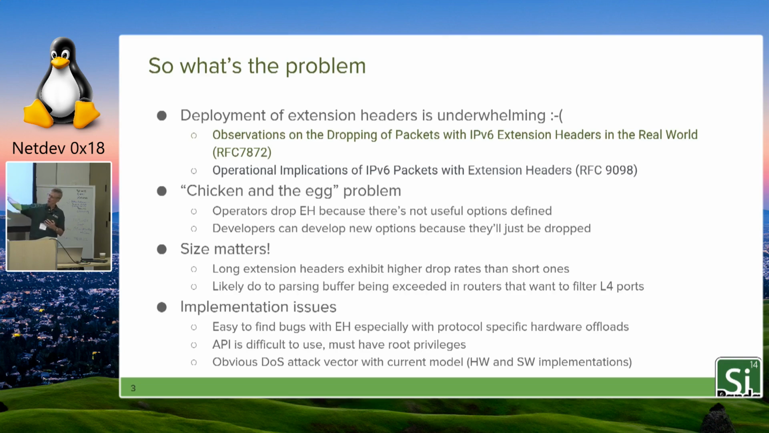So, like I said, hop-by-hop options are actually a little worse. The original idea was every node in the path has to process them. That's a problem because now every router thought they had to process them.